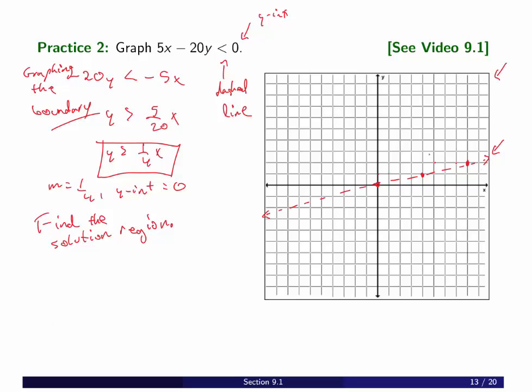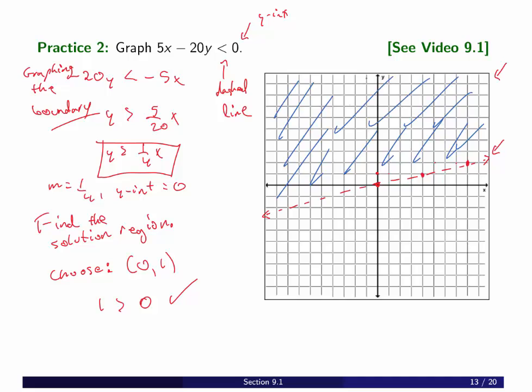You can use a test point. In this case, you can choose a very simple point. You could choose, let's say, 0 and 1. That's right here. So you would think it should satisfy this. Going into this, y is greater than 0. It does satisfy it. So your solution region is, like I said, everything above. And there you have it. So hopefully that makes sense.